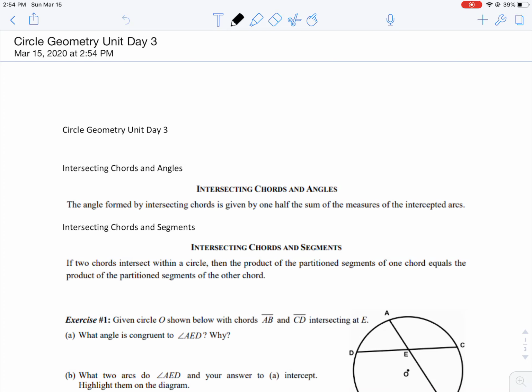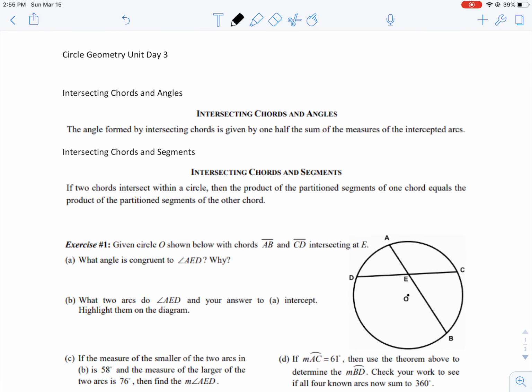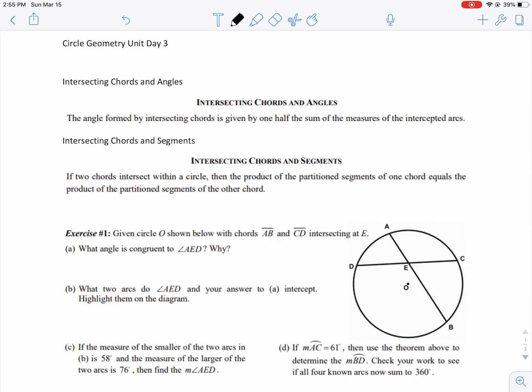Okay, so circle geometry unit day 3. Technically this is day 4 in the sense that we extended the last unit just a couple days, but that should be okay. This time we're going to be talking about intersecting chords and angles. Each of these has its own particular set of properties. Let's talk about the first one.